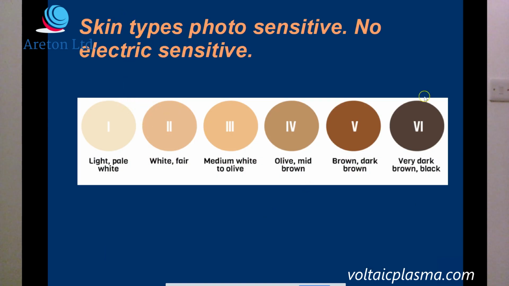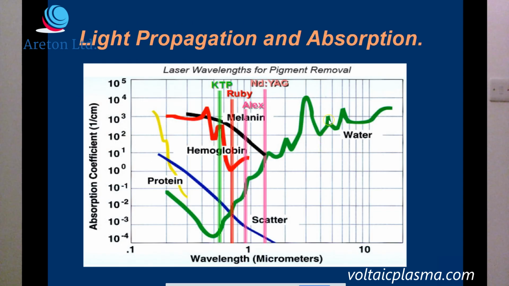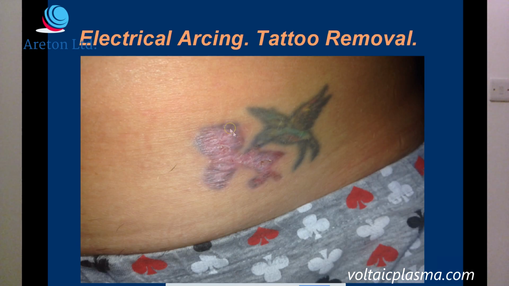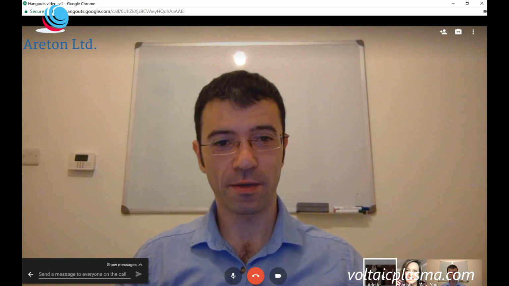And almost normally for any light emitting devices that use high intensity light, the skin type is very, very important. So you've got to change the setting of the device according to the skin type. And this is something that doesn't apply to the arcing devices. This is a tattoo removal using arcing, but this picture has been taken 10 days or so after the treatment, but that actually goes back to normal, and there's no scar left after that. The after picture is on our website. So it's now question time.